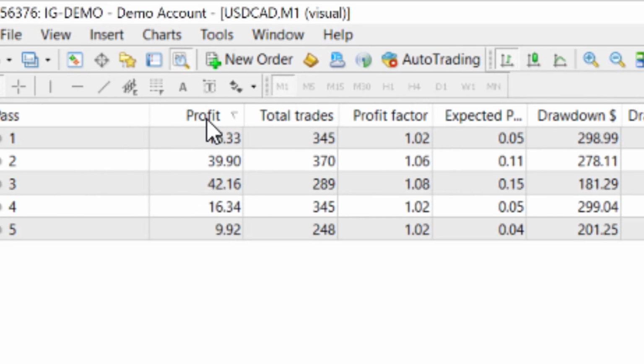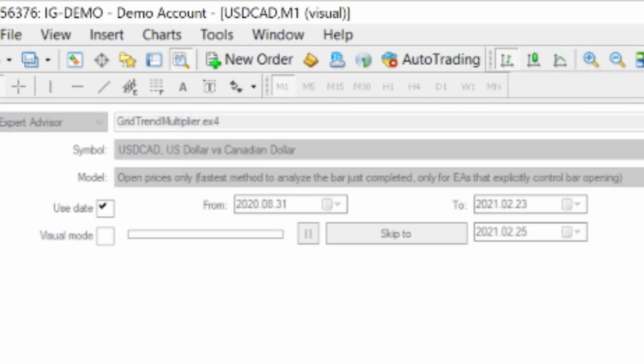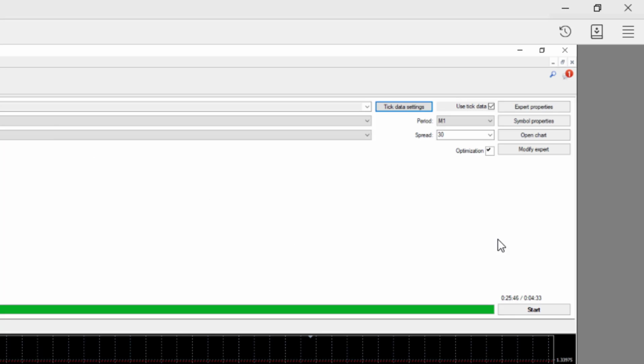Just out of interest, already a lot of profitable settings coming out there, so let's just wait and let it run through. There are about 1,200 options that it's going to be testing, and let's see what it comes up with. Okay, the optimization is finished. It's not really moving anymore, and let's have a look at the optimization results.